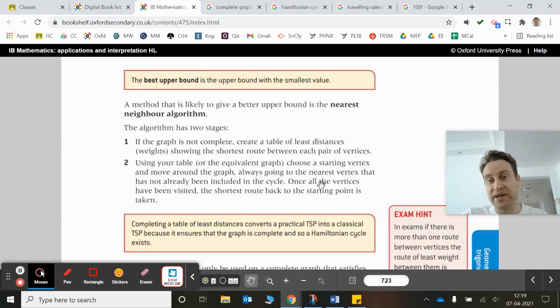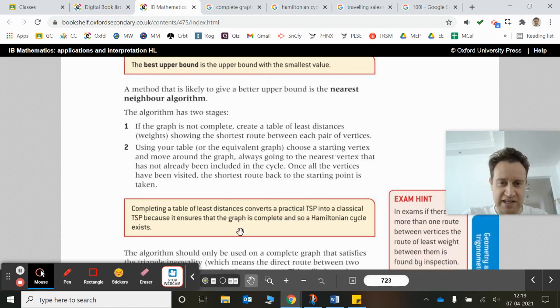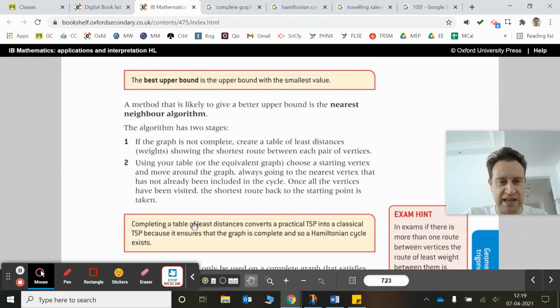Okay, now if you repeat this with other vertices, then you're going to probably find a better upper bound by starting at different vertices as well. Okay, let's see what it says in this box. It says completing a table of least distances converts a practical TSP into a classical TSP. Right, because in a classical traveling salesman problem, you need a complete graph to start off with. Okay, because it ensures that the graph is complete and so a Hamiltonian cycle exists.